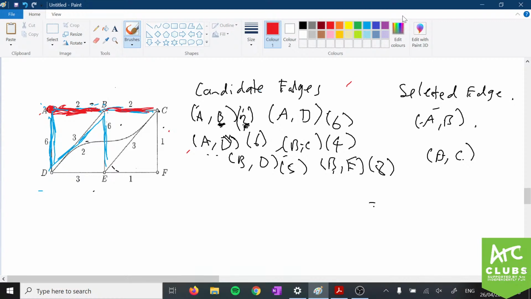And then for our next set of candidate edges, we will include C to E and C to F, as well as C to D. These are all our candidate edges, and for each of these we have to find the smallest value. Most of these are already from the last step, so I'm just going to skip over them.